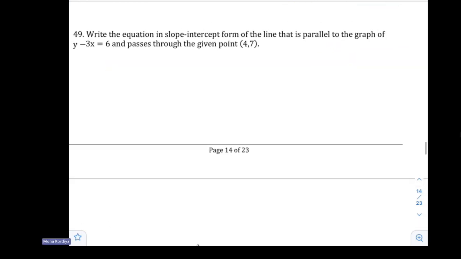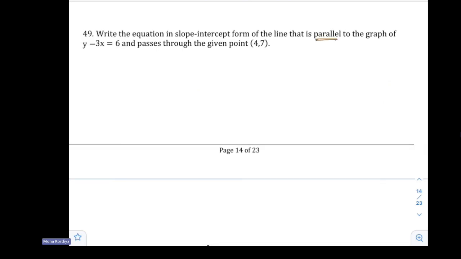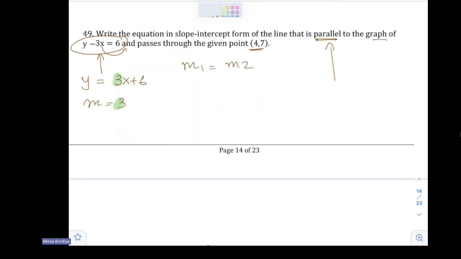Write the equation in slope-intercept form for the line that is parallel to the graph of this line and passes through this point. So we know that this line is parallel to this line. Parallel lines means the slopes are equal. So let's check the slope here. To check the slope, we need to rewrite the equation in slope-intercept form. That means the slope here will be 3. This is the slope. So that means that the slope of the second line will also be 3.